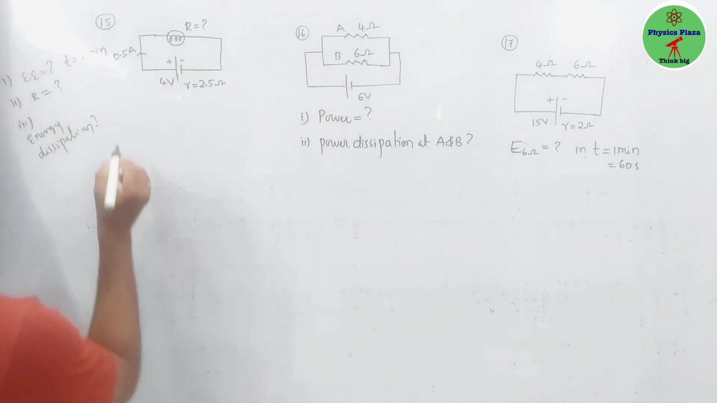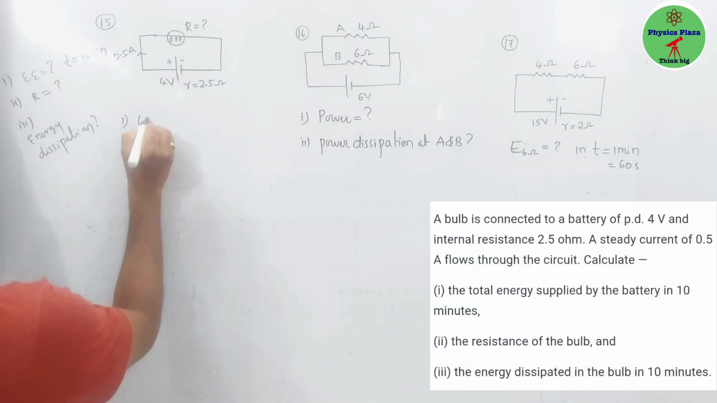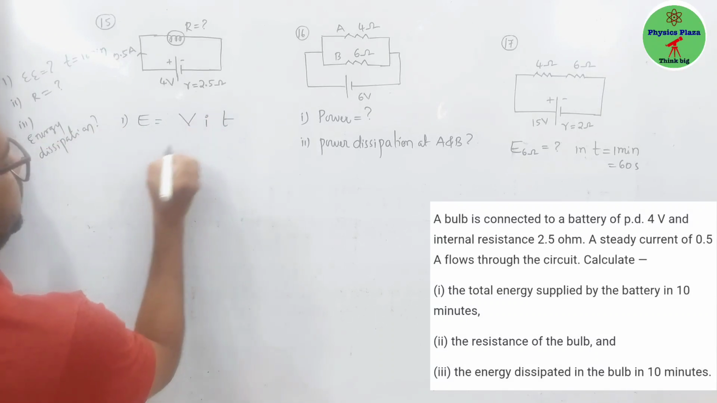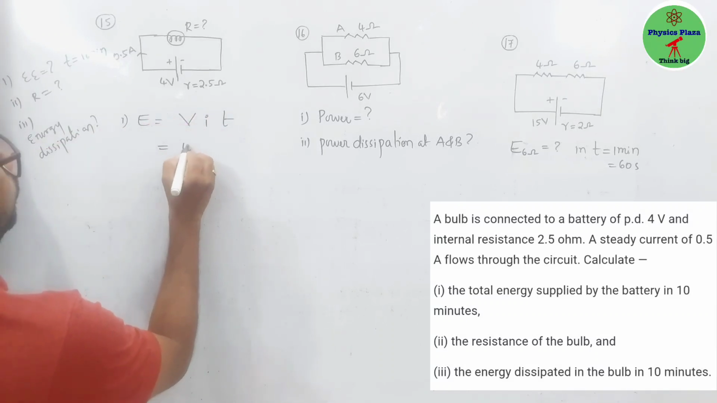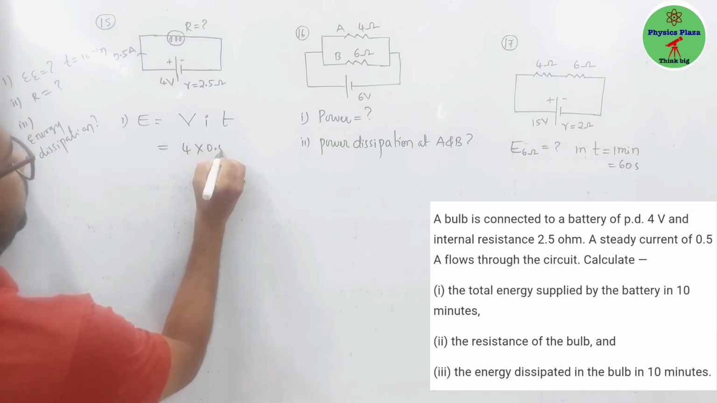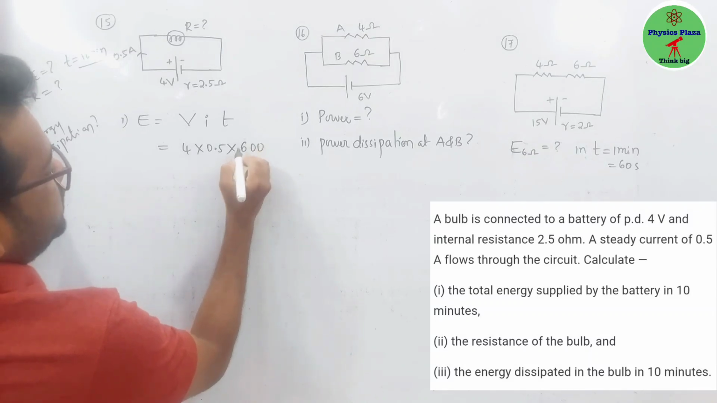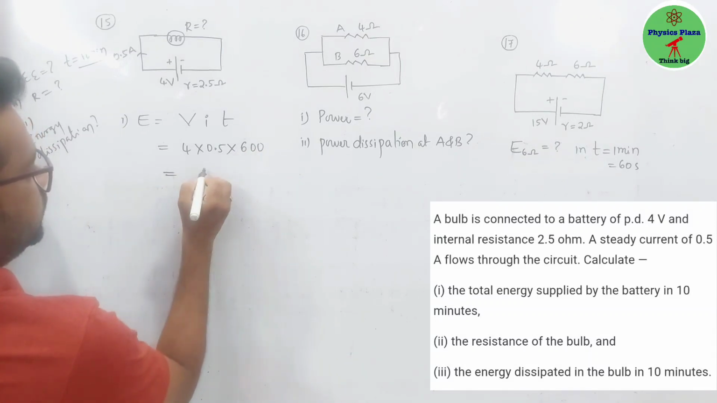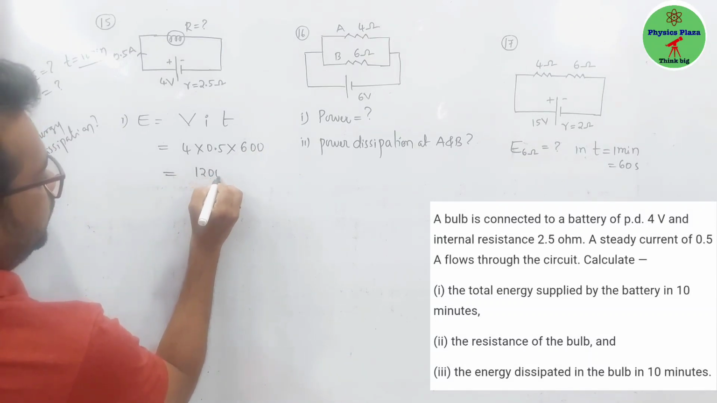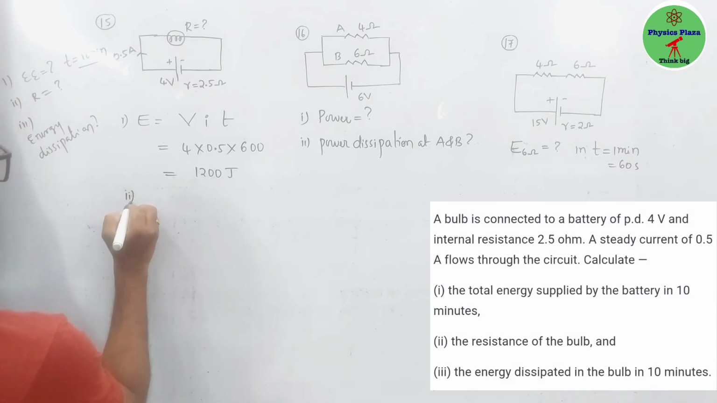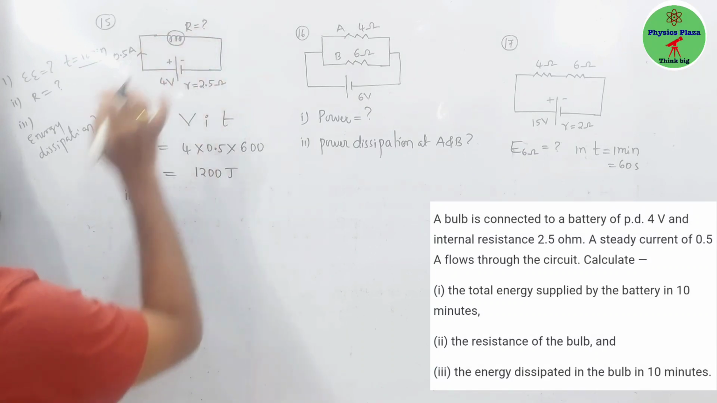Okay, so children, look at electrical energy consumed. The electrical energy formula is what? VIT. So here V is given as 4, current is 0.5, time is 10 minutes, that is 600 seconds. If you calculate this, this will be 1200 joules. Clear? Fine. The second part of the numerical, they are asking us to calculate the resistance of the bulb.